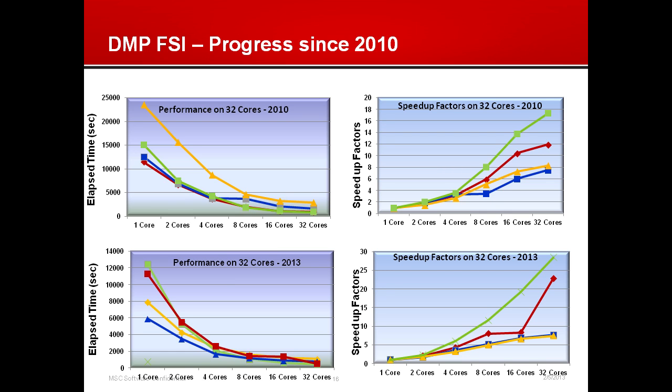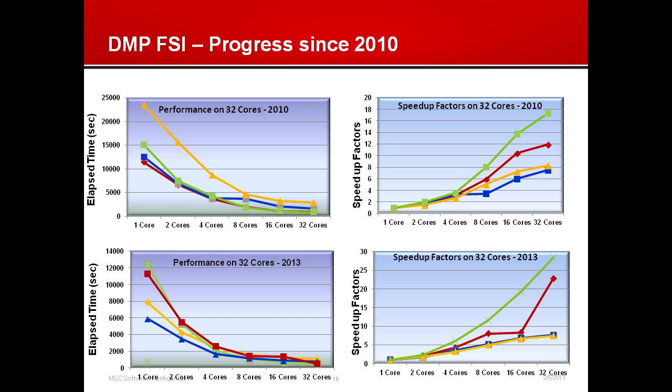The chart on the top left shows the elapsed time and scalability as the number of cores is increased from a single core to 32 cores. The chart to its immediate right on the top shows the speed up factors. So, for example, if you run a job on 32 cores, you can get a 17 times speed up factor compared to a serial run.